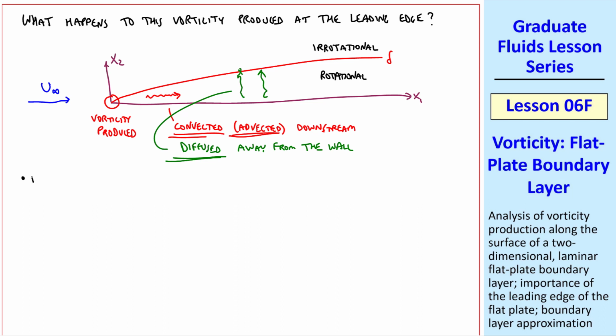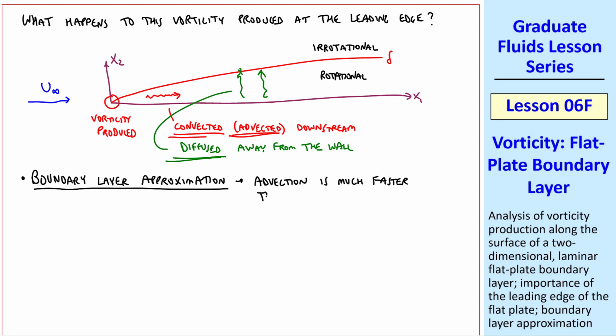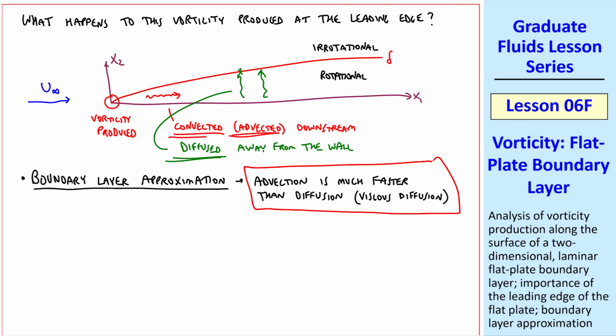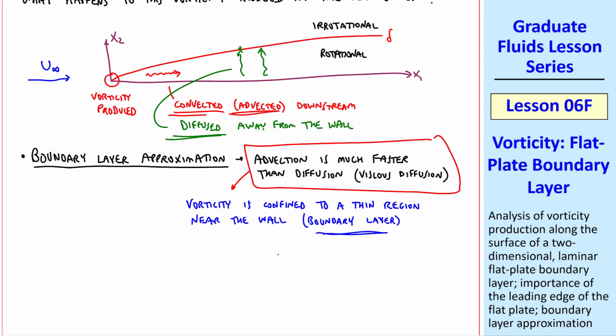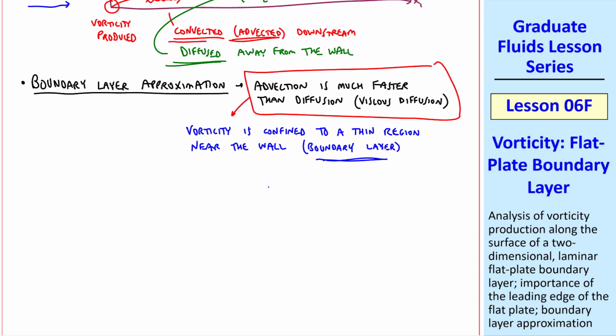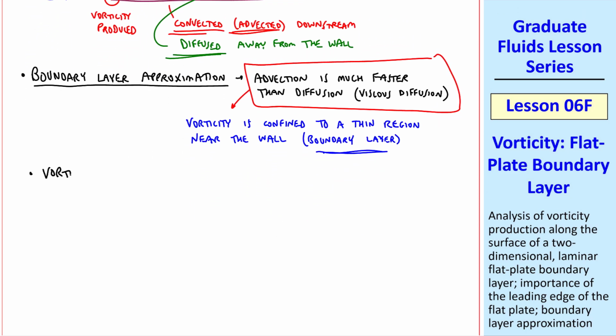We'll spend many lessons on boundary layers, but for now the boundary layer approximation is that advection is much faster than diffusion, and we're talking about viscous diffusion, of course, since this is a laminar boundary layer. This approximation implies that the vorticity is confined to a thin region near the wall, which we call a boundary layer. Perhaps you can visualize the advection and the diffusion by plotting vorticity profiles.